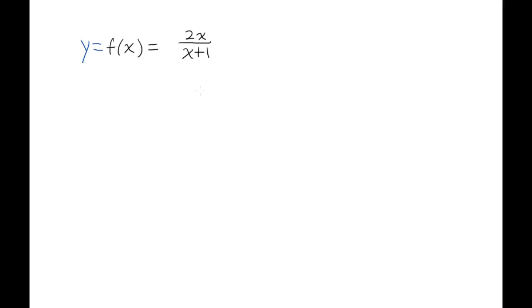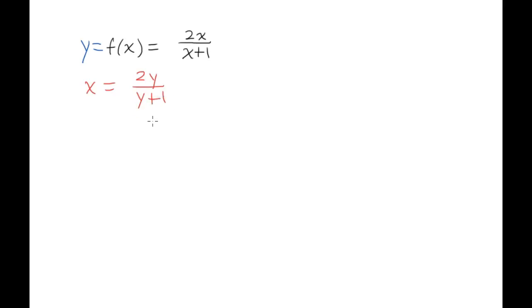And the way to find an inverse, I like the method of swapping x and y right away and then solving for y. So let's do that. I'll say x equals 2y over y plus 1.